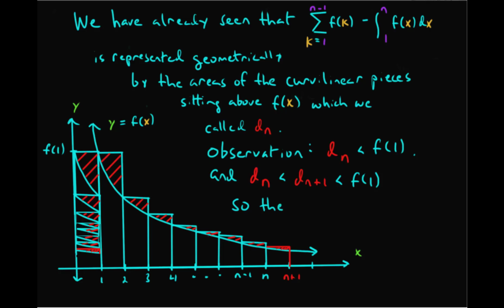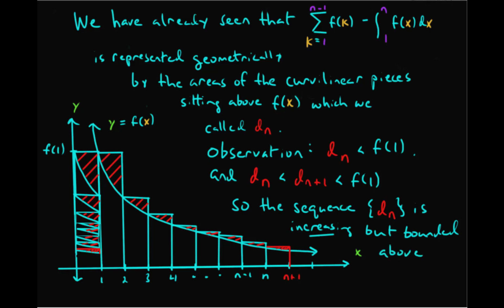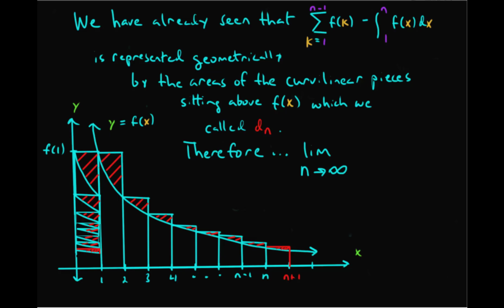So we can keep letting n increase and consider the sequence of all of these d sub n's, and we see that they can all fit inside f of 1. So therefore, d sub n is increasing but bounded above by f of 1. Therefore, we can say that the limit as n approaches infinity of d sub n must exist.